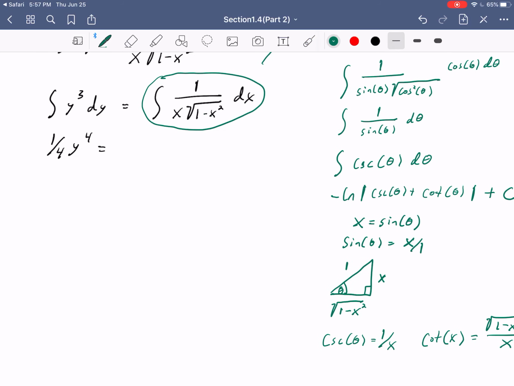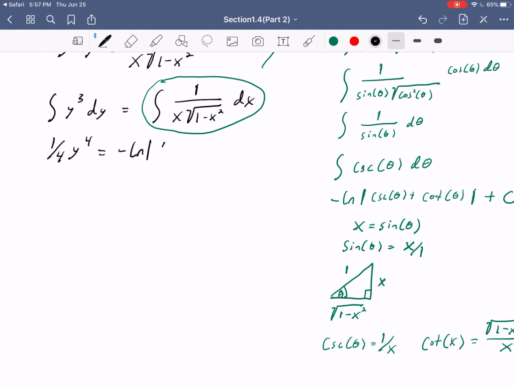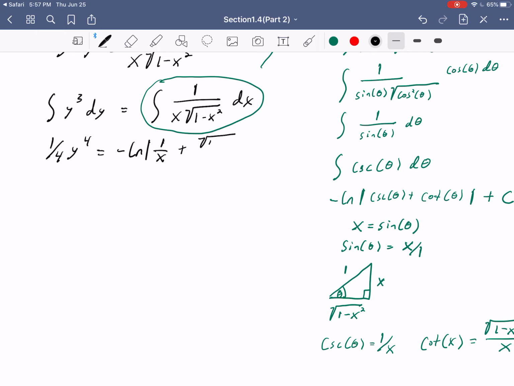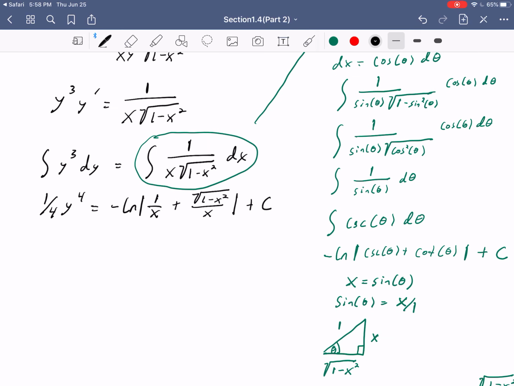So we now have over here that we should have the negative ln absolute value. Our cosecant is 1 over x, and then plus the cotangent, which we found to be square root 1 minus x squared over x. Close up that absolute value and put our plus c. All right, couple little manipulations.